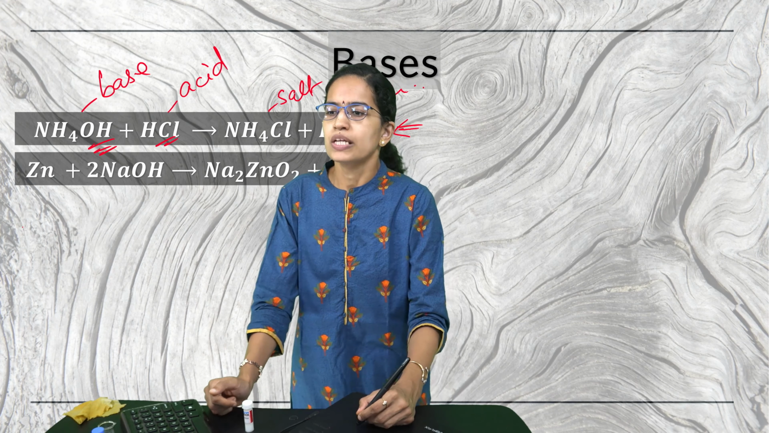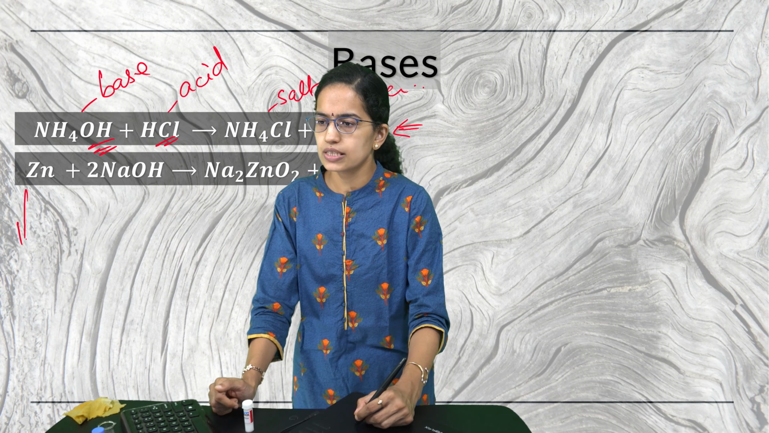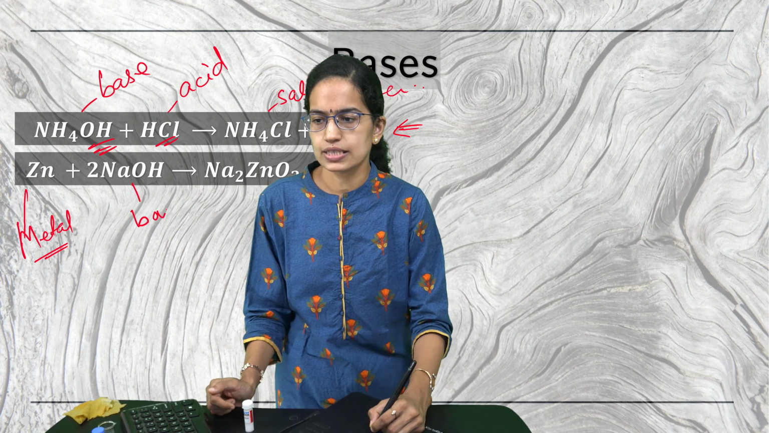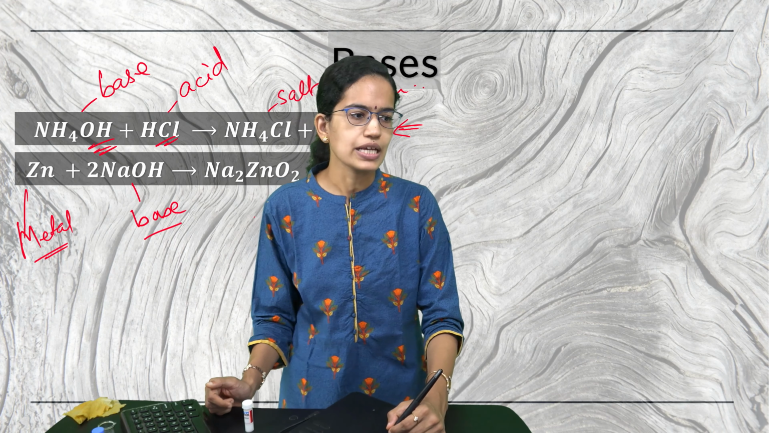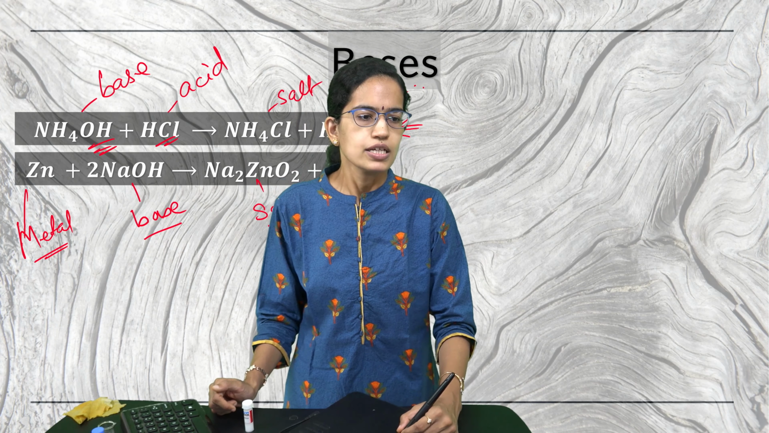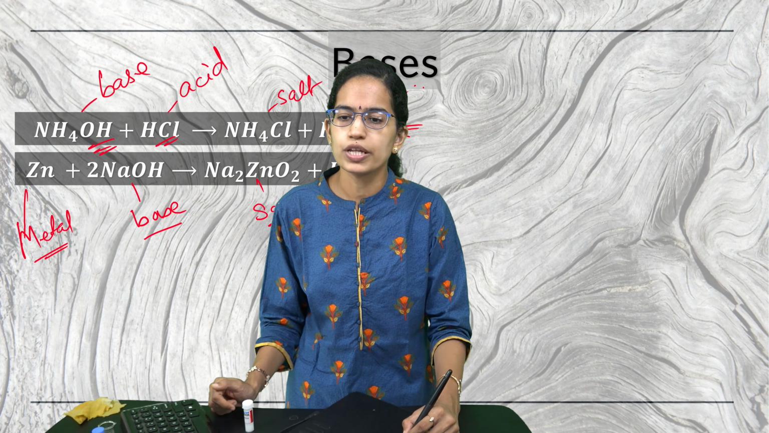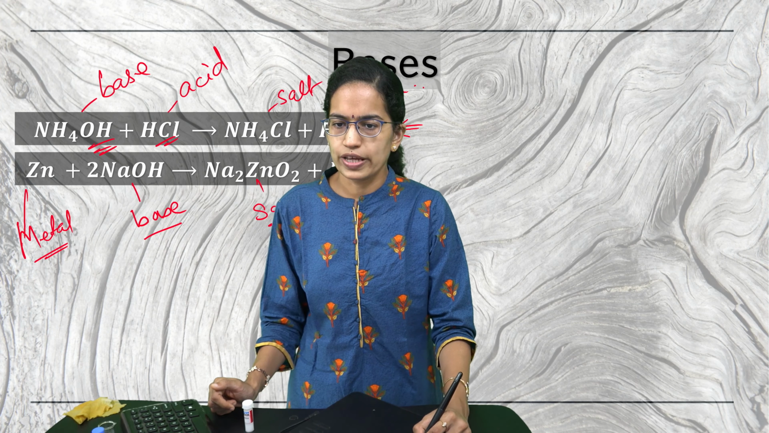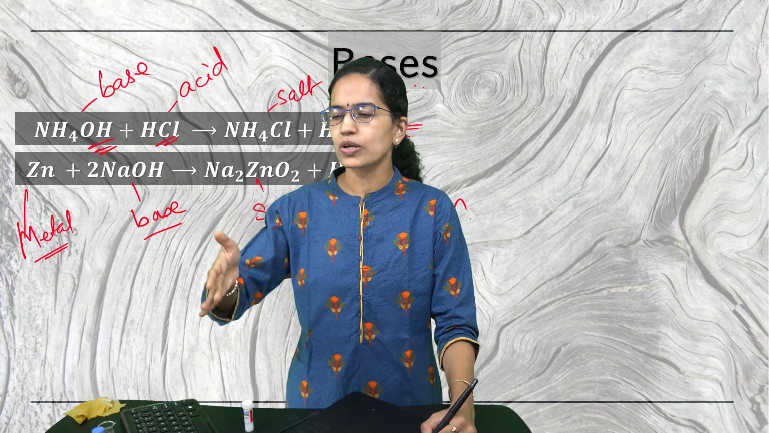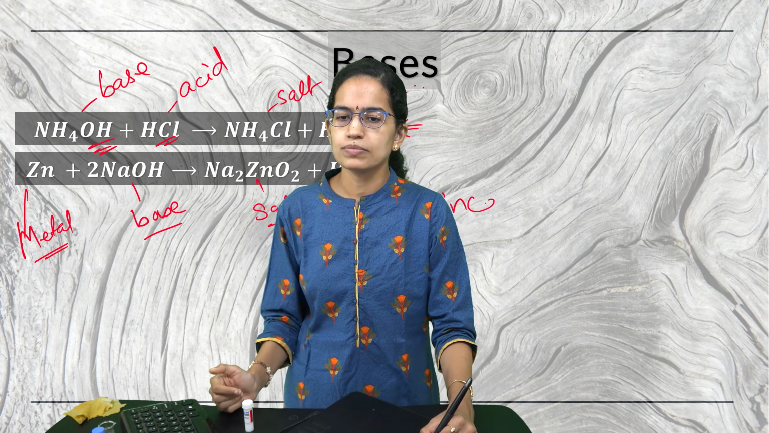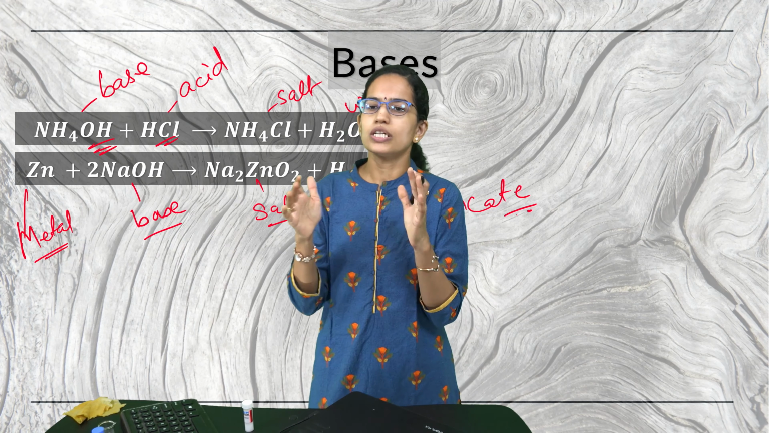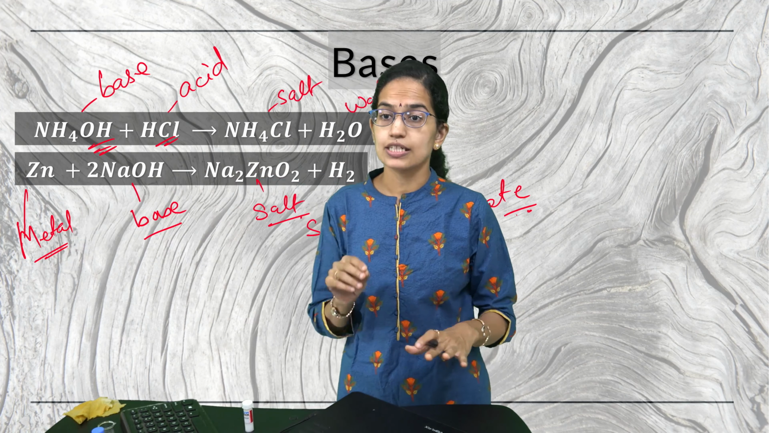The first one. The second is metal, which is zinc. It can be aluminum or any other metal, that reacts with base. Now when metal reacts with base, there is formation of a salt. Now what salt is formed here? The salt which is formed here is sodium zincate. So when sodium hydroxide reacts with zinc, sodium zincate is formed along with hydrogen gas, which is released. So these are some of the important characteristics of bases.